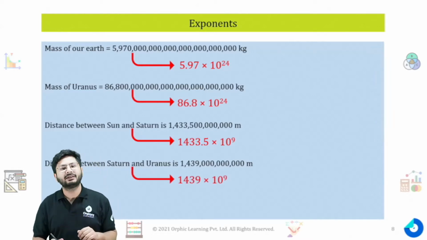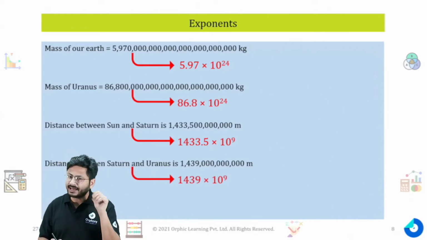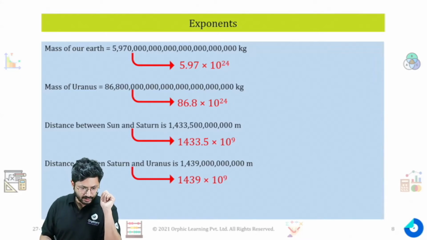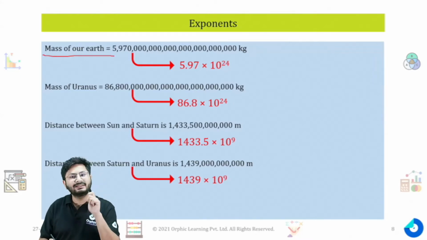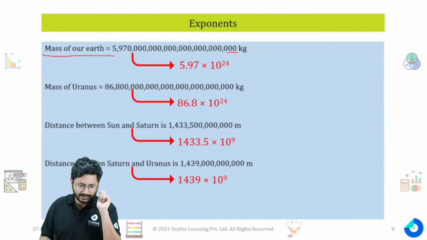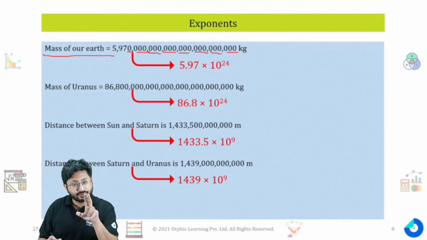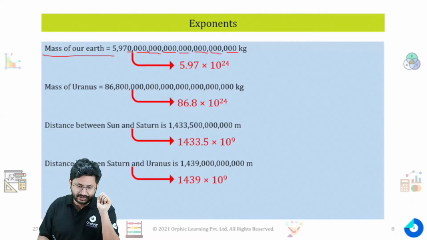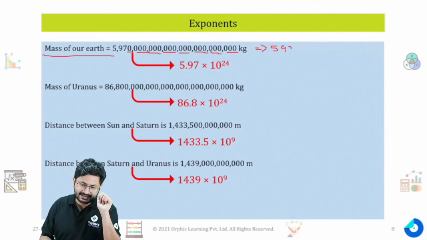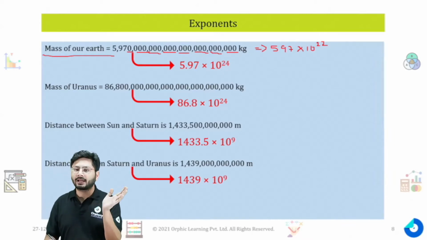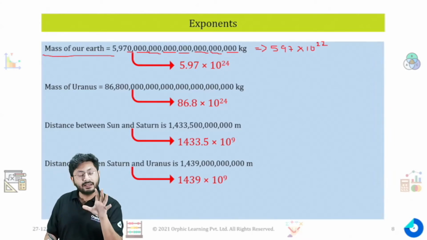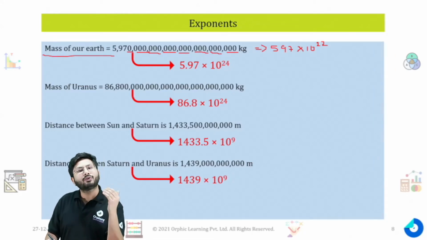Okay, now let's try to understand how these numbers can be converted into the standard form. If I talk about the mass of Earth, just see how many zeros are there. 1, 2, 3, 6, 9, 12, 15, 18, 21 and 22. So at the end there are 22 zeros. So this can be written as 597 into 10 to the power 22. Whatever number of zeros there are, put that as the power and remove the zeros. Okay, there were 22 zeros at the end of the number, so raise the trailing zeros into the power.